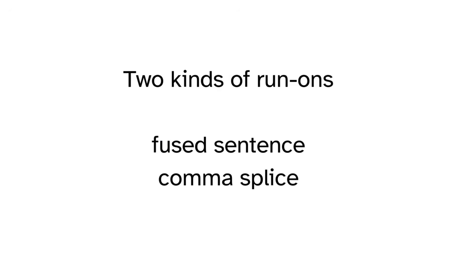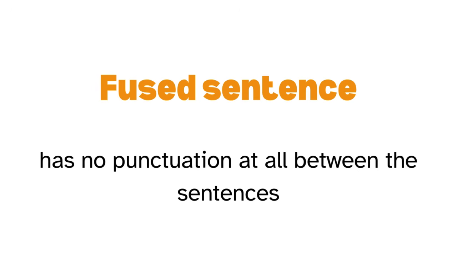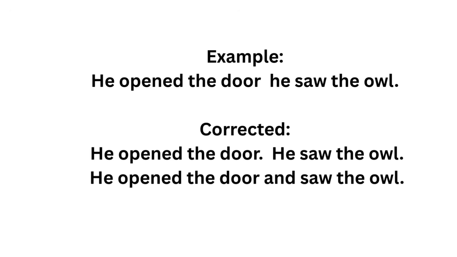Two kinds of run-ons are fused sentence and comma splice. Fused sentence. A fused sentence has no punctuation at all between the sentences. Example. He opened the door he saw the owl. Corrected. He opened the door. He saw the owl. He opened the door and saw the owl.